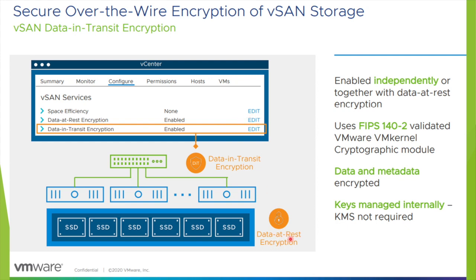Data-at-rest encryption is done on the disk once the data is written to the disk, and data-in-transit encryption is basically done by the host while it is sent from one host to another. While it is traveling from one host to another using the switch, it is encrypted, and it doesn't need any KMS. It uses the internal mechanism, which is the VM kernel cryptographic modules, to encrypt the data. So there is no requirement of having a KMS server or anything like that.